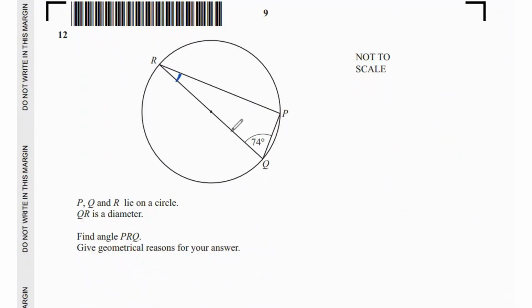PRQ is this one. If this is the diameter and there's an angle coming out of the diameter, that means this is 90 degrees. This is one of the circle theorems. For these types of questions, you need to revise the circle theorems. You need to know them by heart. The moment you see a circle, you should be able to identify which circle theorem is used. You need to know them that well.